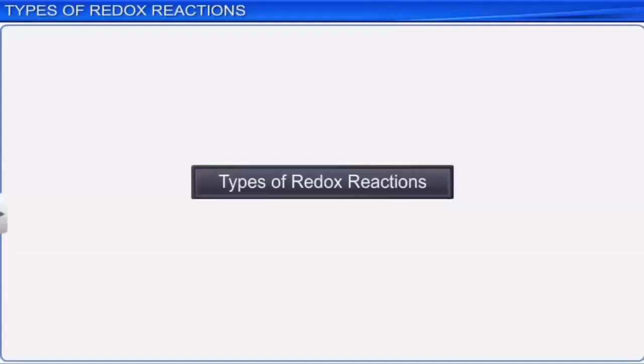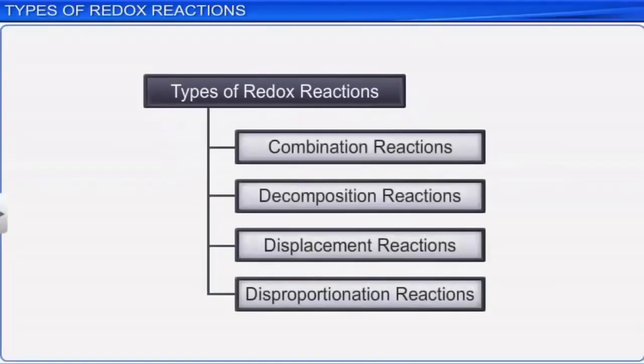Based on the nature of the reaction, redox reactions are divided into 4 types. These are combination reactions, decomposition reactions, displacement reactions, and disproportionation reactions. Let's look at each type of the reactions.